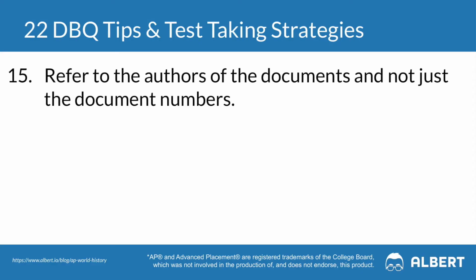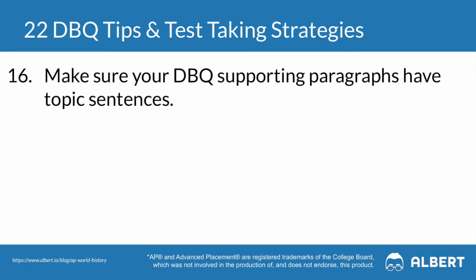Building on that tip, remember to refer to the authors of the documents and not just the document number. This will help you keep that HAPP acronym in mind when you're thinking about the historical context, audience, or point of view. Tip 16, make sure that your DBQ supporting paragraphs have topic sentences. This will allow you to build a comprehensive argument instead of just jumping your reader from one data point of support to the next.